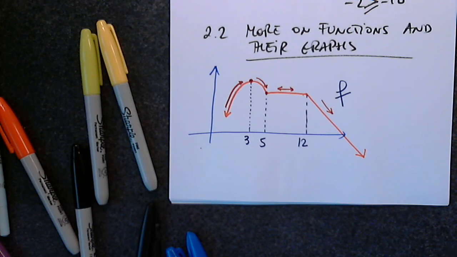For any x value between negative infinity and 3, the function increases. From 3 to 5, the function is decreasing. For x between 5 and 12, the function is constant. And for x between 12 and infinity, what does the function do? That's it. That's all we have to write.